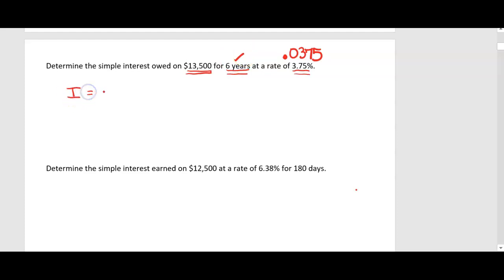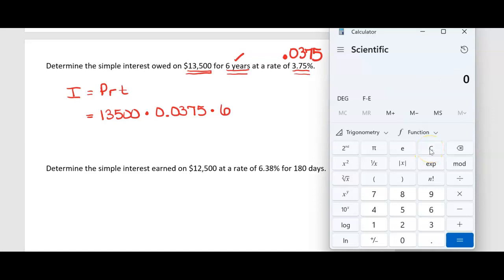So our simple interest is principal times rate times time. So our principal is 13,500 times our rate is 0.0375 times our time is 6 years. So again, we'll pull up our calculator, make sure you clear out anything that was in there, and we have 13,500 times 0.0375 times 6. And make sure you hit equals. And you can see that the interest on this problem would be $3,037.50.